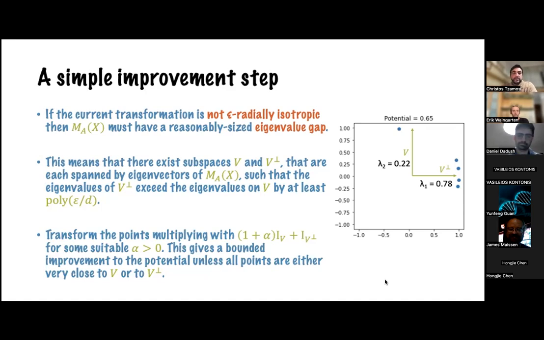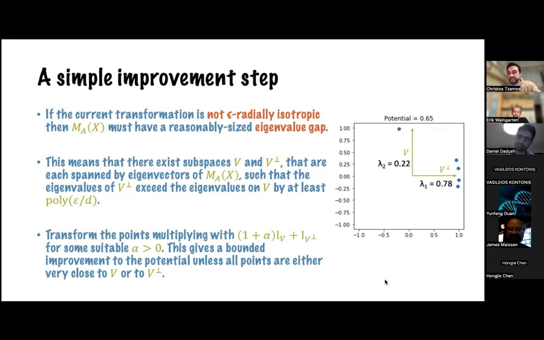This is done by multiplying them by this matrix. It turns out this gives a bounded improvement as long as all the points are somewhat spread out, not too close to the subspaces V or V perp. At least if there are some points that are far away, this works. This is one way to do the improvement, and there are multiple other ways. You can do gradient descent, you can do alternating updates and so on. If your points are spread out and not concentrated in two subspaces, then pretty much everything works to decrease the potential.